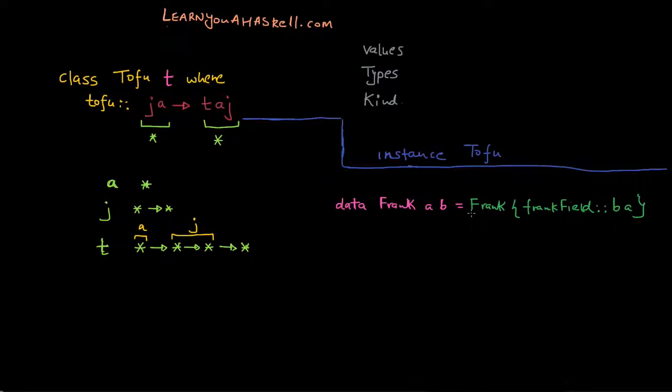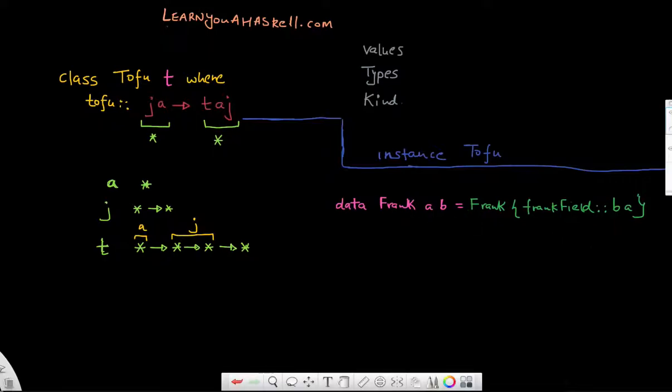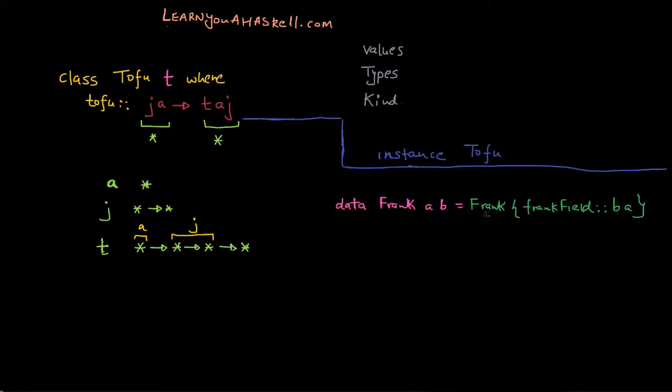If I look at this value constructor, let's outline certain things here. This Frank over here is basically my value constructor. What is a value constructor? Well, think of it as a method that takes in something as an input, a value, and gives you back something as an output that happens to be another value.